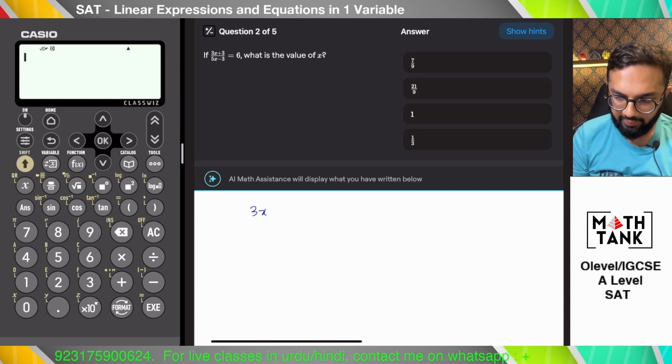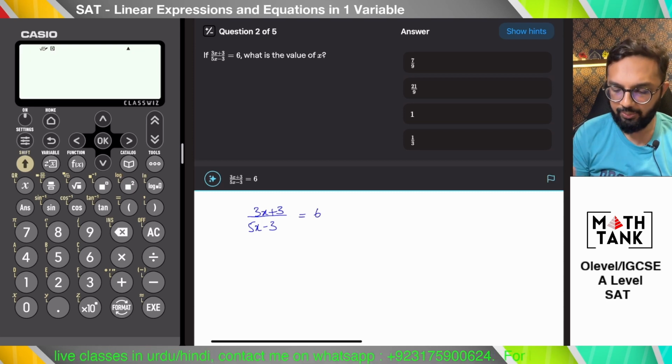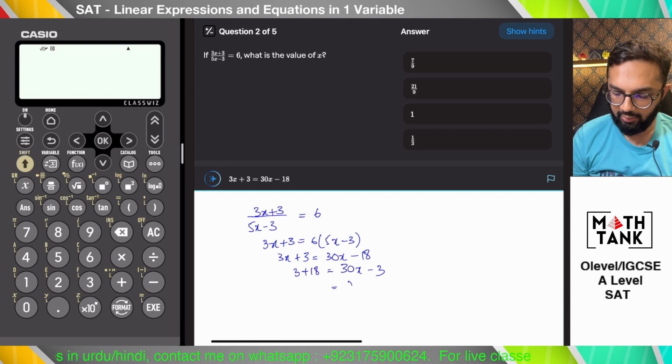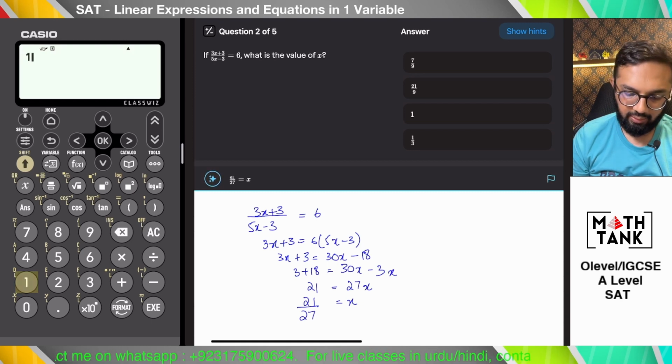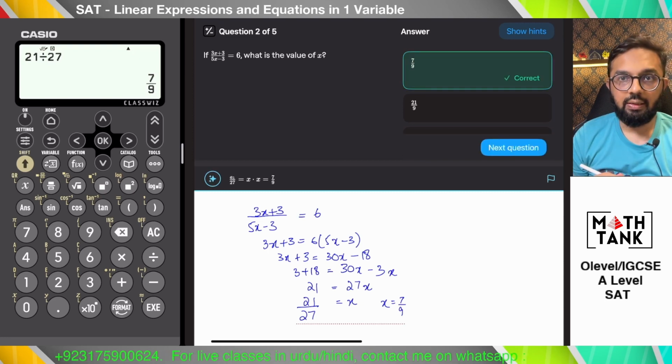And let's look at this new question. It says 3x plus 3 over 5x minus 3 equals 6. I'm going to cross multiply and say that this becomes 3x plus 3 equals 6 times 5x minus 3. 3x plus 3 equals 30x minus 18. Okay, so 3 plus 18 equals 30x minus 3x. That's 27x. 21 over 27, and I think that should give me 7 over 9. Okay, let's submit and see if that is the correct answer. Yes, that is also the correct answer.